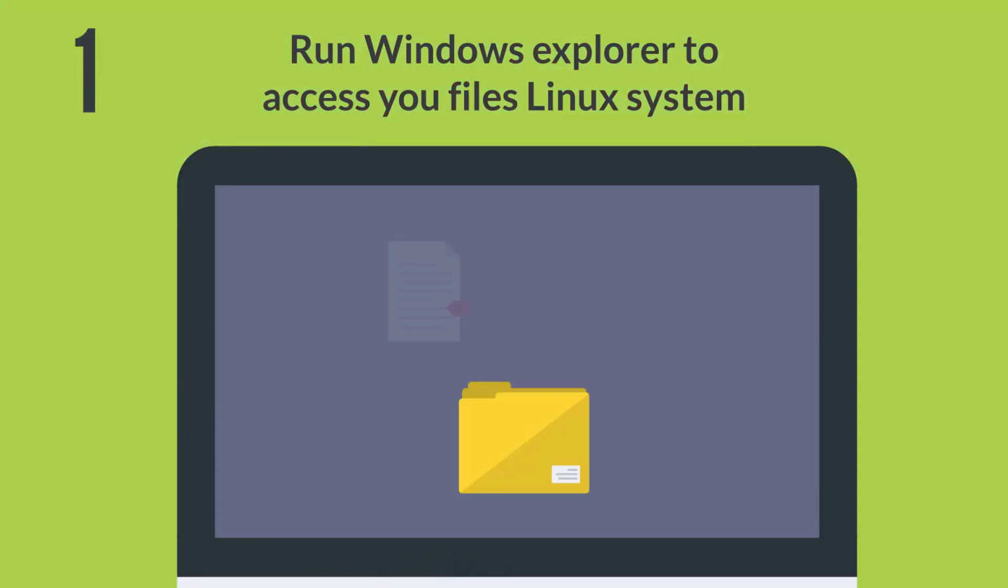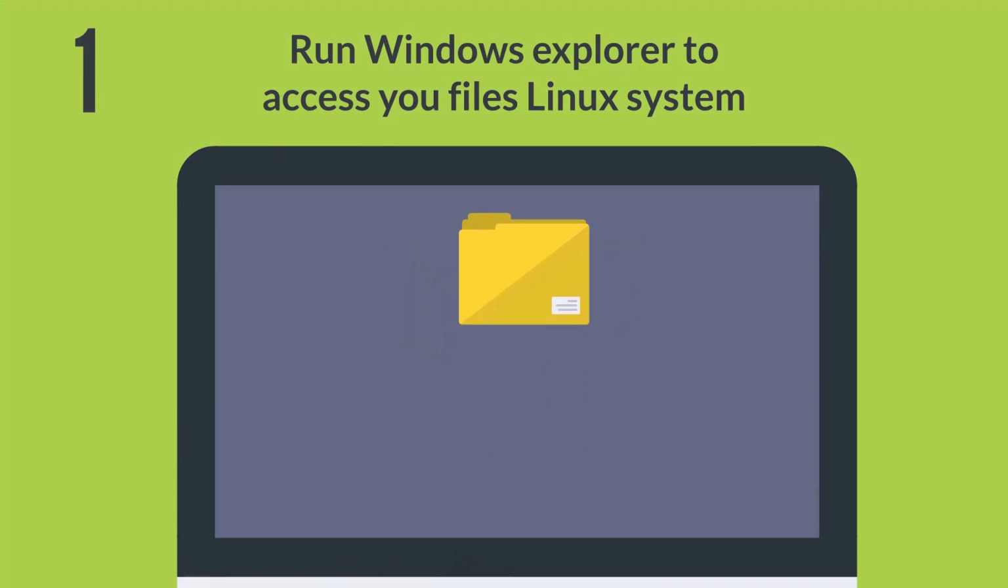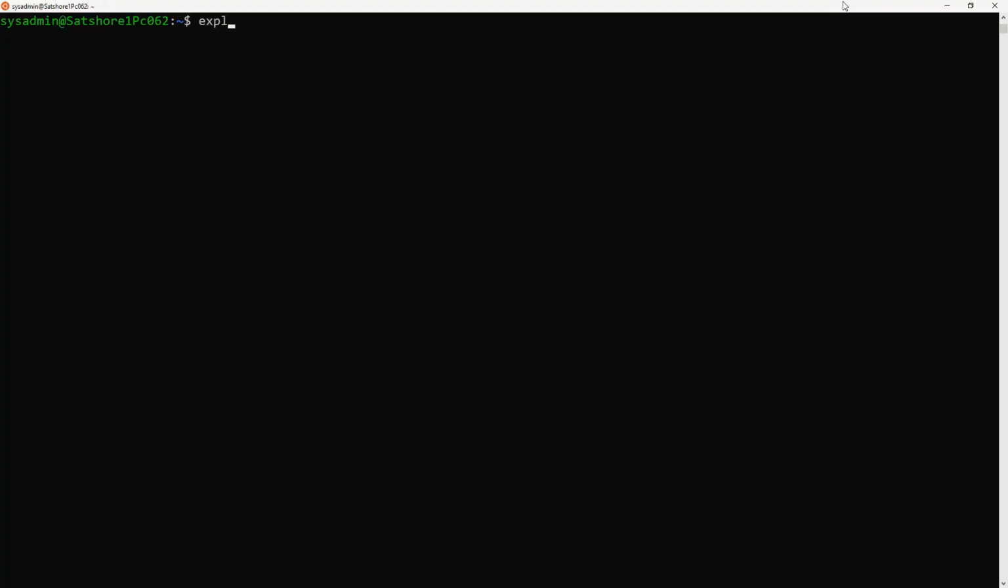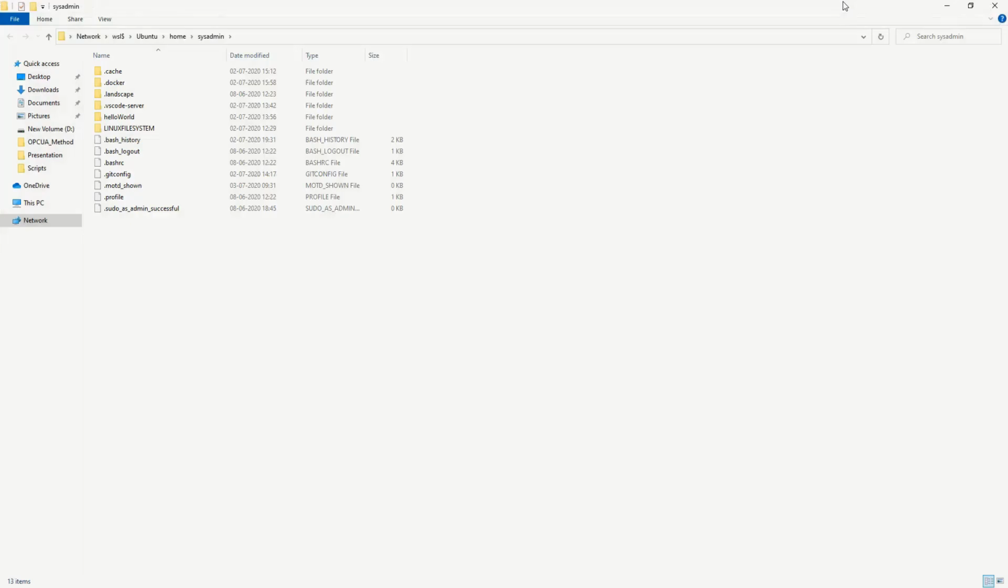Now that WSL is enabled and Ubuntu has been installed, we will look at how to run Windows Explorer to access your files in the Linux environment. Some of you may be new to Linux and not familiar with Linux commands like ls that is used to list the files. Don't worry, just type explorer.exe space dot. In fact, you don't have to type the whole thing. Hit the tab key, and your bash environment will take care of auto-completing it for you. Then you get a Windows Explorer view to browse through the files in the address space.